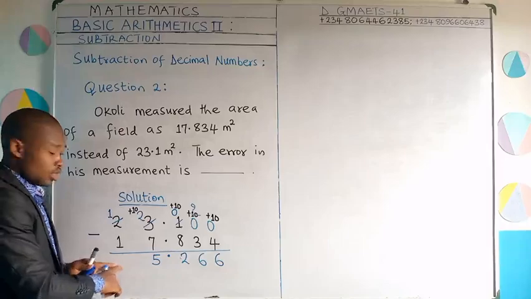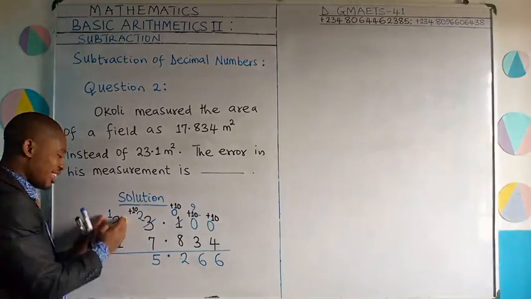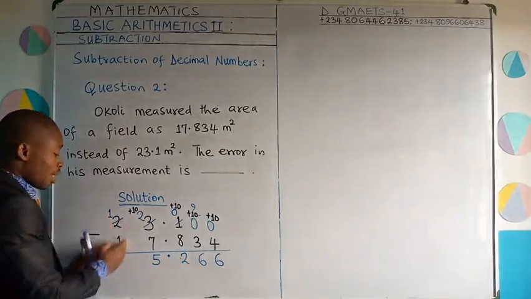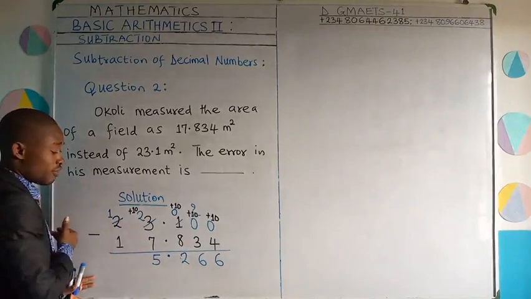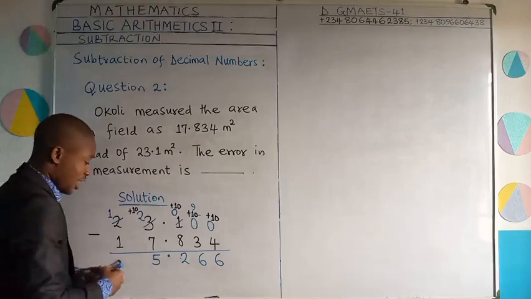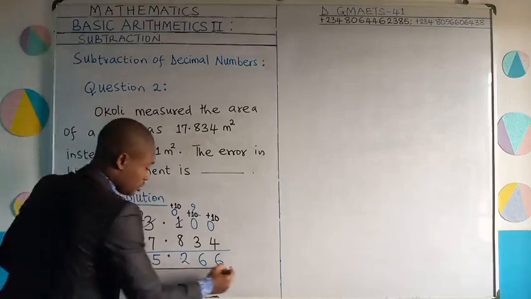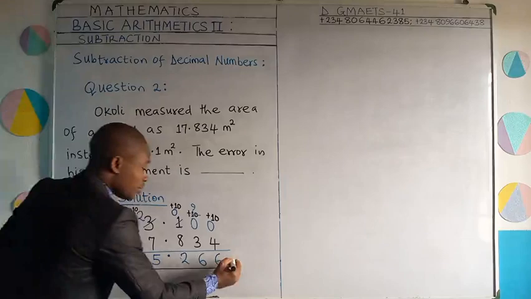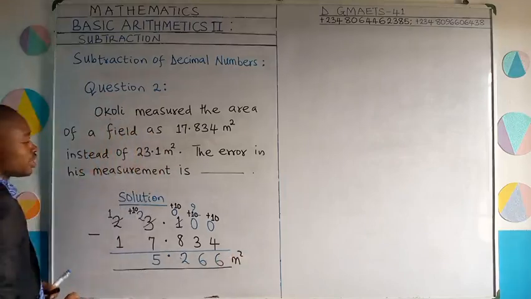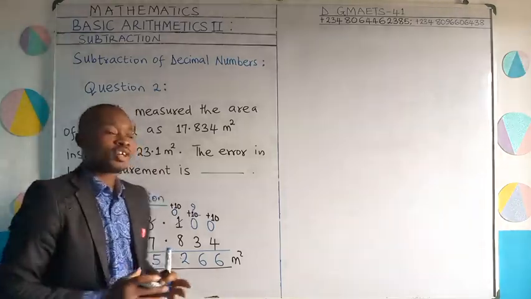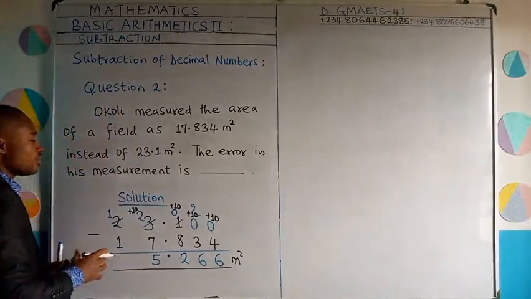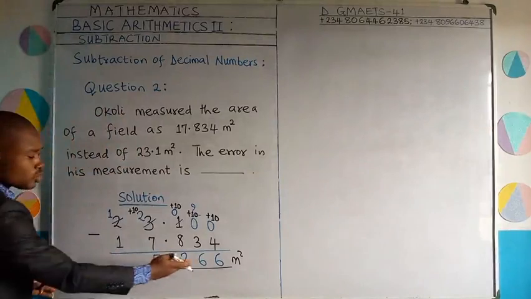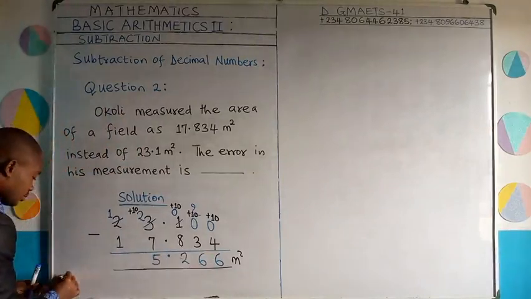1 minus 1 is 0. Forget about it. You know, this is the whole number part, and this is the last digit. So if you do 1 minus 1, you get 0. No need of writing it. And so this is my answer. I can make my conclusion. Because this area we are talking about, the unit is square meters, I said already. So now that I've solved this, I'm going to conclude the error in the measurement is 5.266 square meters.